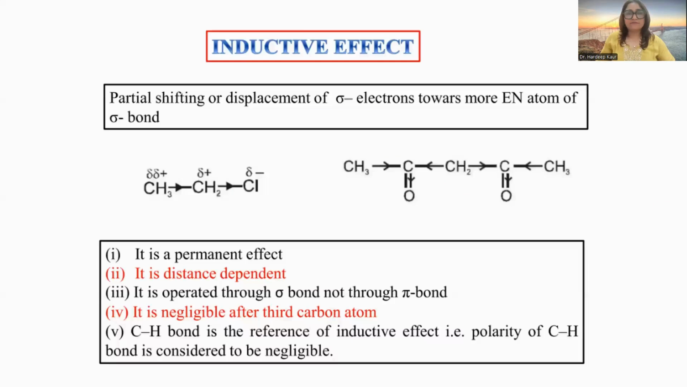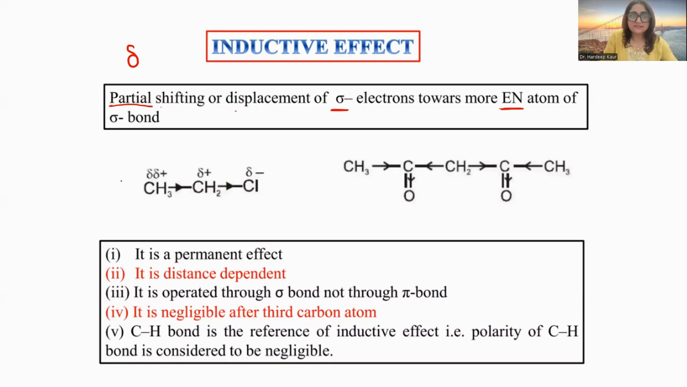In the inductive effect, there is a displacement of the sigma electrons. So basically, there is a shift, but it is a partial shift. We always denote partial as delta. So there is a shifting of the electrons. Which electron? Sigma, not pi electron. Sigma electrons towards the more electronegative atom of the sigma bond.